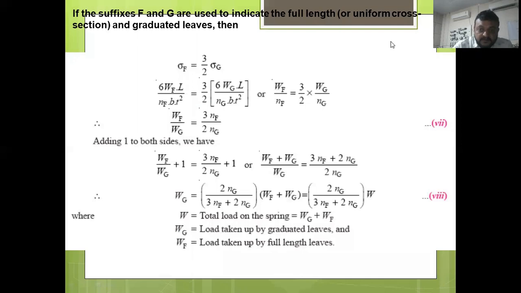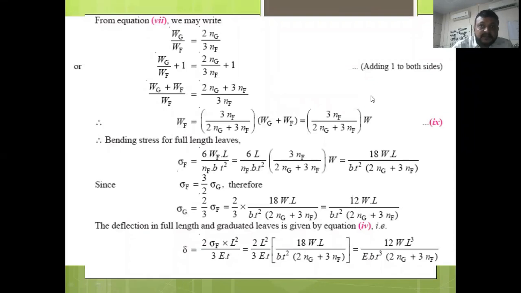So this is the loading condition that you have to keep in mind. To see how to use this, we have to rewrite the same equation again: WG by WF is equal to 2 by 3 NG by NF, and adding 1 on both sides and simplifying in the same manner will give WF. Initially we calculated WG, and here we have derived the equation for WF. So the load on both sides can be calculated by such equations.